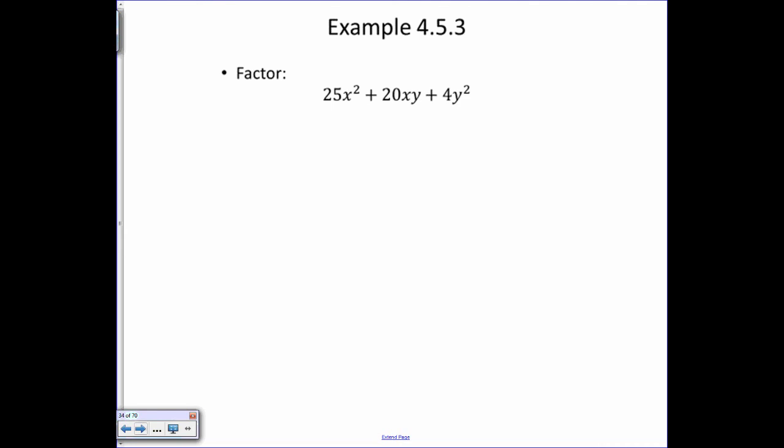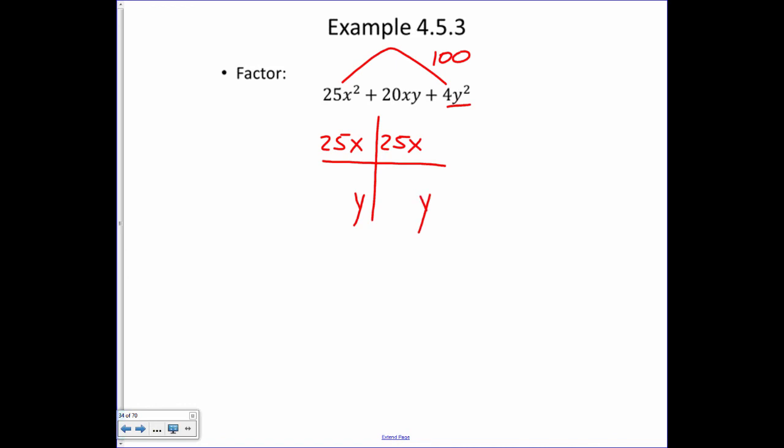So here we want to factor 25x squared plus 20xy plus 4y squared. So we'll take the first number and the last number, multiply them together. 25 times 4 is 100. We make ourselves a box down here, 25x and 25x. And this time we have a y, so we want to account for that in the bottom. And now we need two numbers that are going to multiply to give you 100 and add to give you 20. Well, 10 times 10 is 100, and 10 plus 10 is 20.